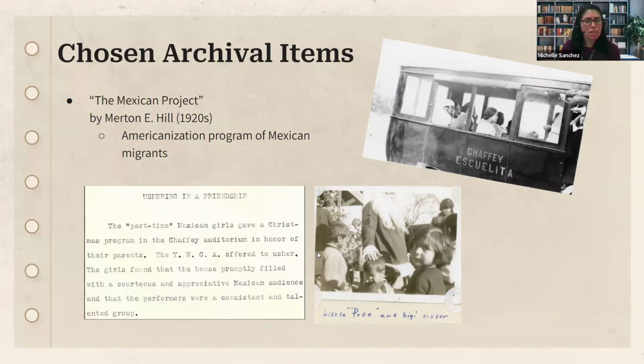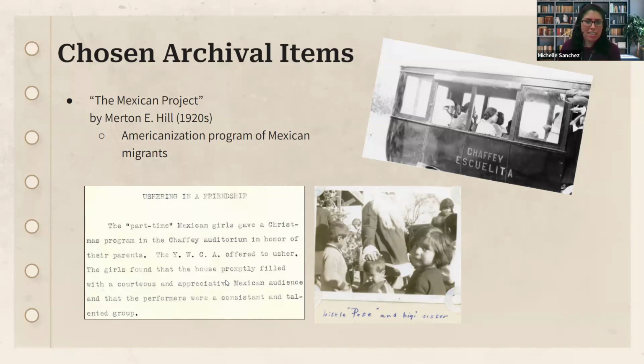Here's an excerpt that went along with the photo of the Christmas program, talking about the YWCA doing a Christmas program with the children at the migrant camp. And I just thought this particular phrase was interesting. The girls found that the house promptly filled with a courteous and appreciative Mexican audience, and that the performers were a consistent and talented group.